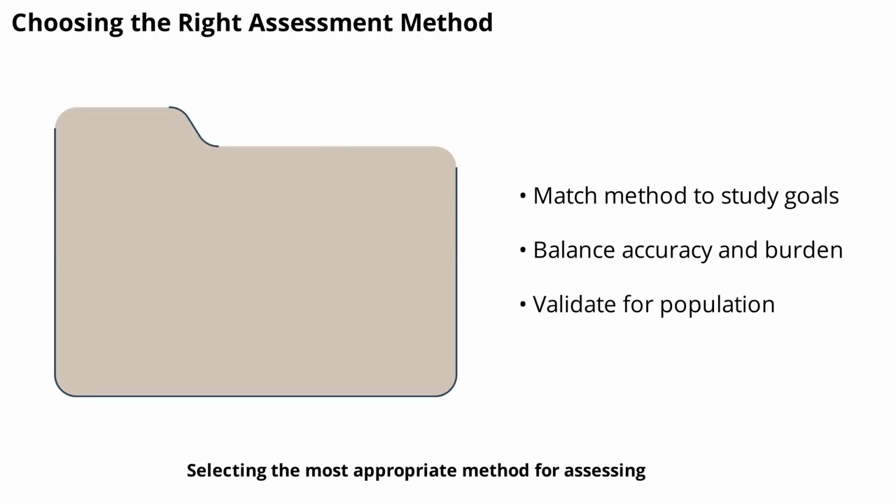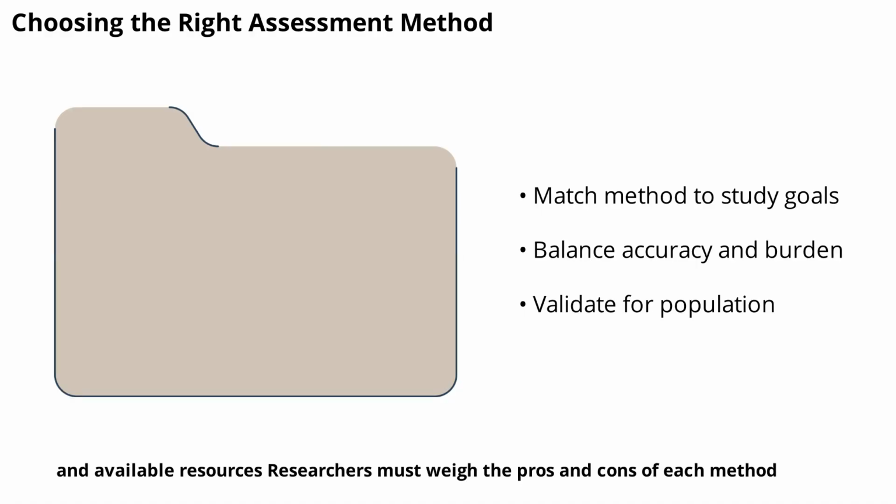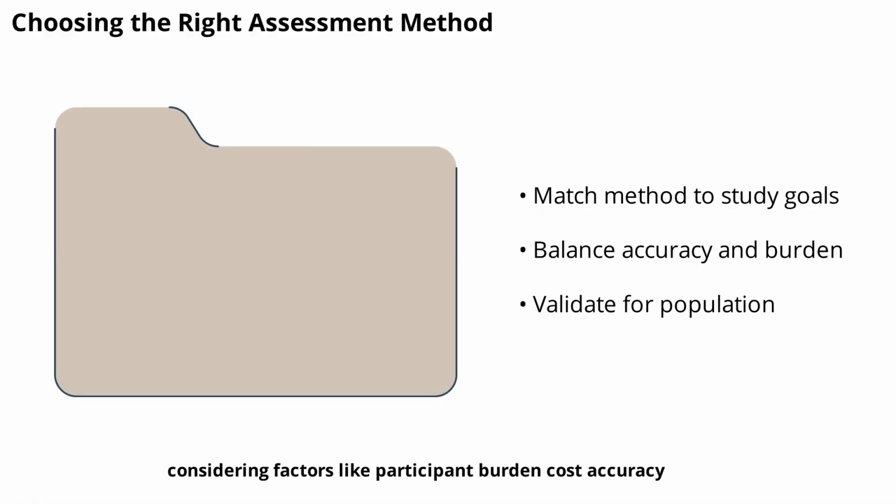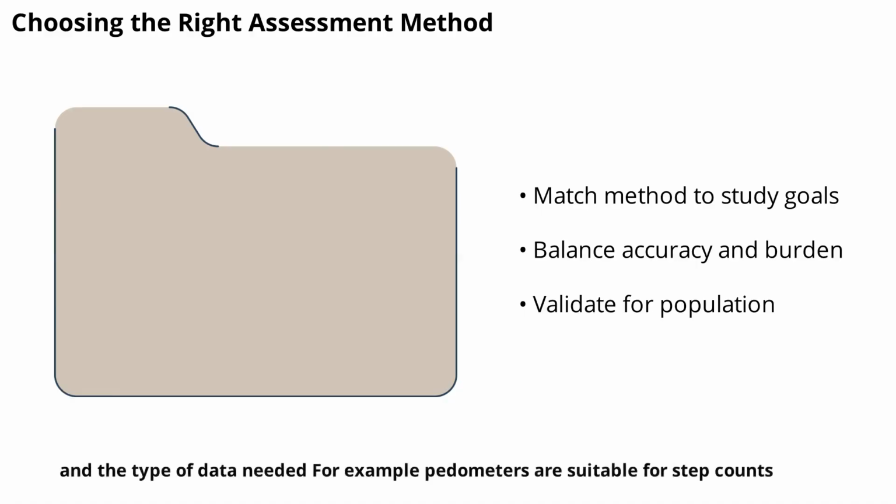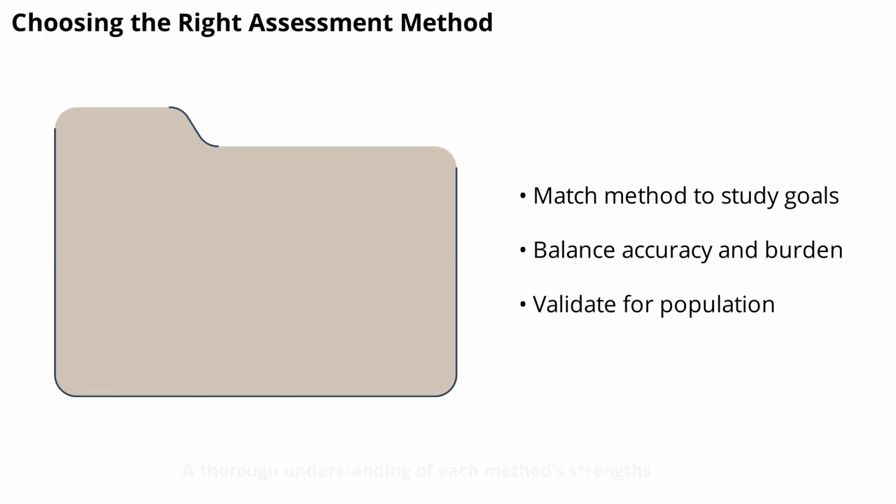Selecting the most appropriate method for assessing physical activity depends on the study's purpose, population, and available resources. Researchers must weigh the pros and cons of each method, considering factors like participant burden, cost, accuracy, and the type of data needed. For example, pedometers are suitable for step counts, while accelerometers provide more detailed intensity data. Questionnaires must be validated for the target population and context. A thorough understanding of each method's strengths and limitations is essential for high-quality research.